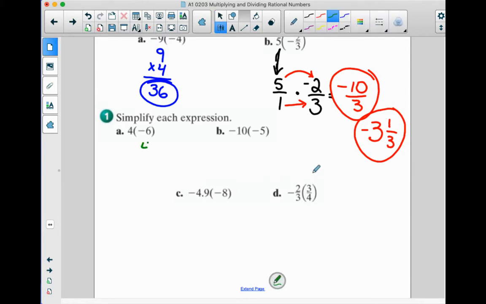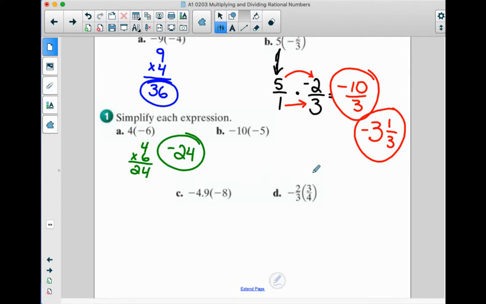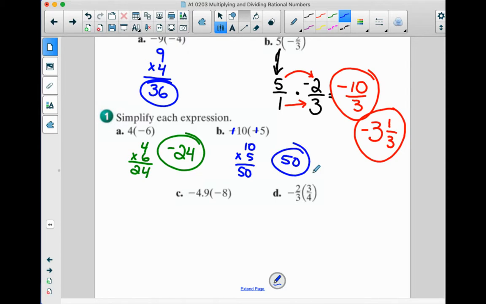Positive times negative, we know it's going to be negative. 4 times 6 is 24, so we have -24. And then negative times negative, that'll cancel out, become positive. 10 times 5 is 50. Negative times negative is positive.